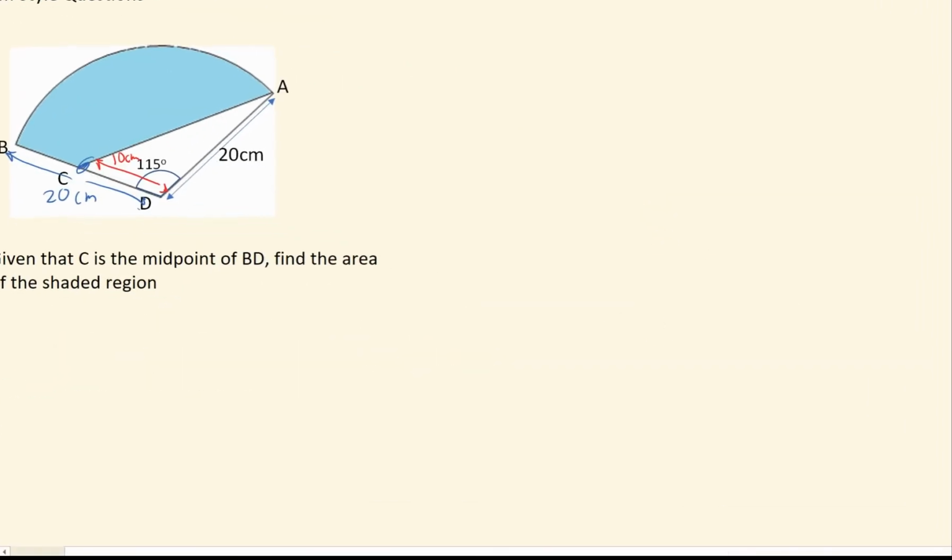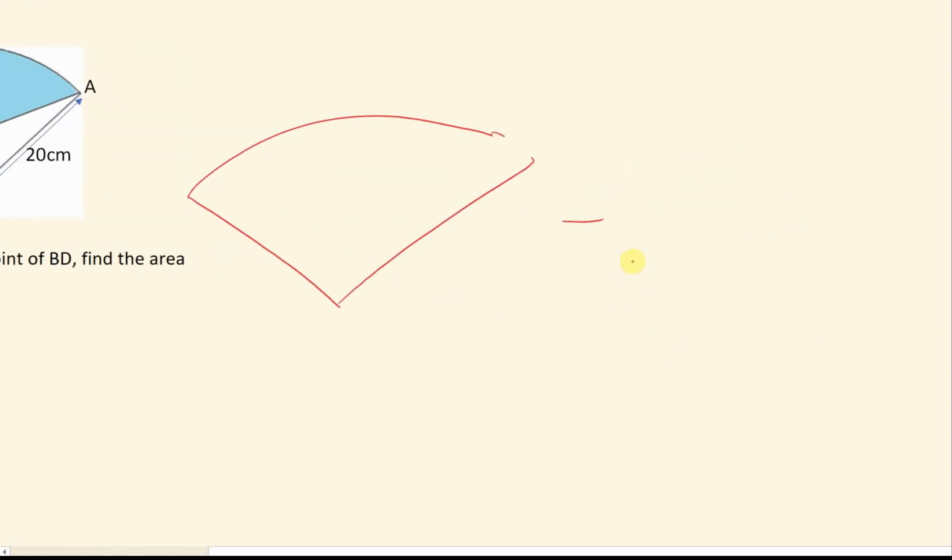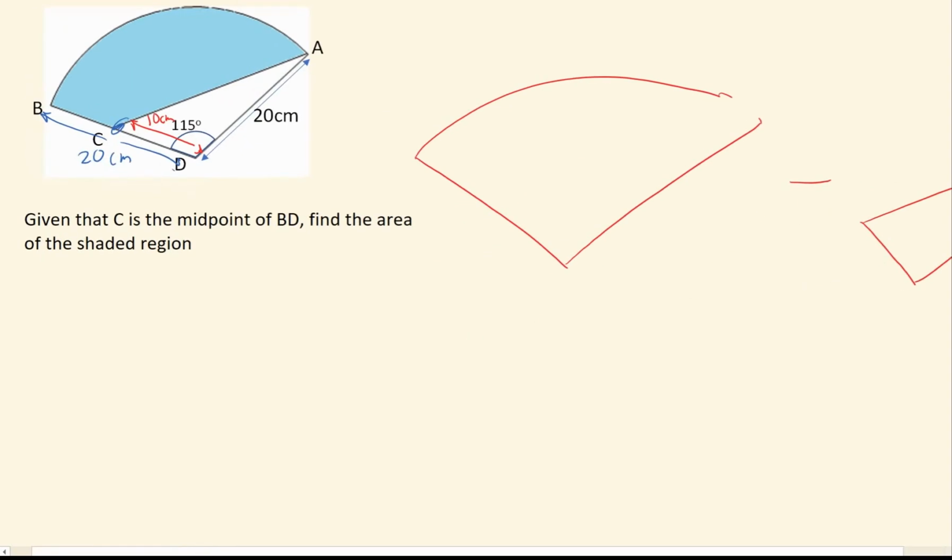And again, all these questions are the exact same idea. You basically find the difference between two areas. So here we have this sector, and we're then going to take away that triangle that's inside it. So for the sector, it's pi r squared times a fraction that we've got. So pi times 20 squared times 115 out of 360.